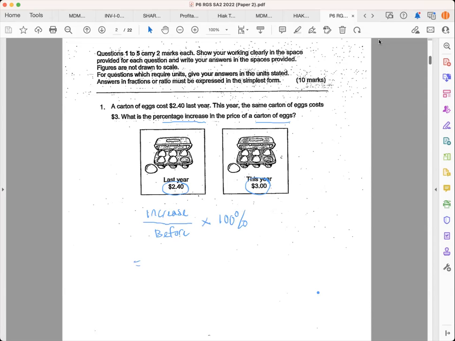So the increase will be $3 minus $2.40. So the increase is 60 cents. The price before the increase is $2.40. Multiply by 100%. And use your calculator, you'll get 25%. So that's the answer. Let's continue with the next question.